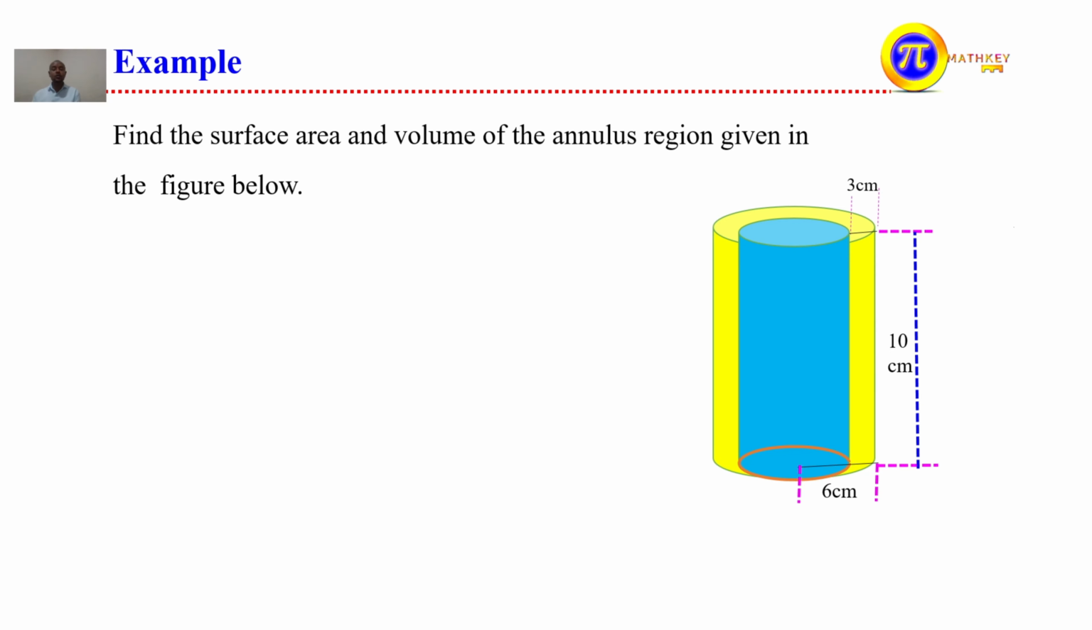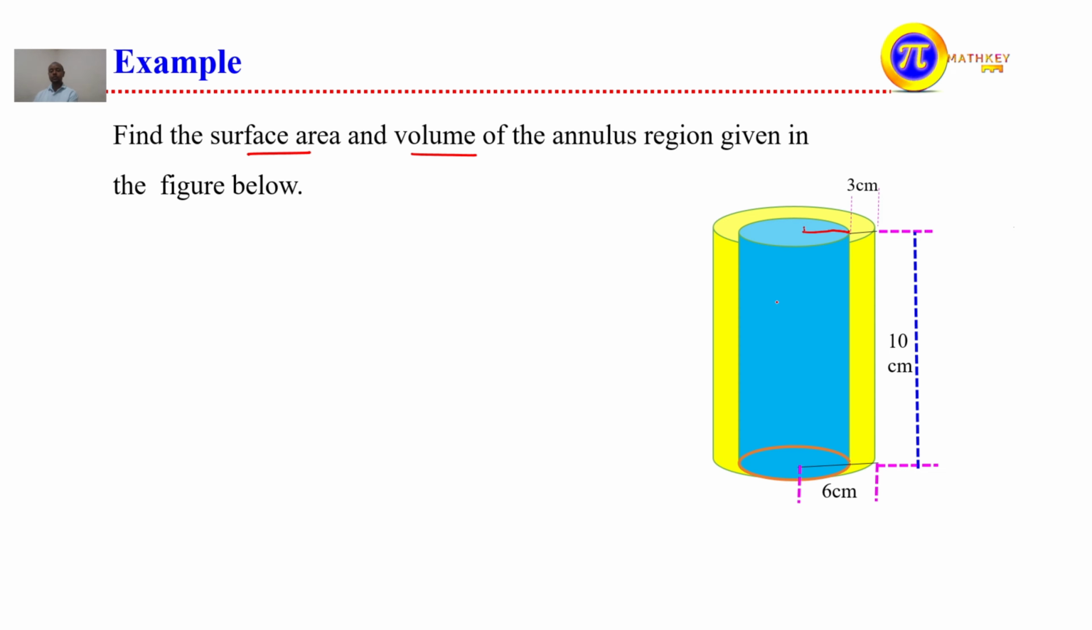So let us consider this problem. Find the total surface area as well as the volume of the annulus region given in the figure below. This is a cylinder, and inside here we have another cylinder.